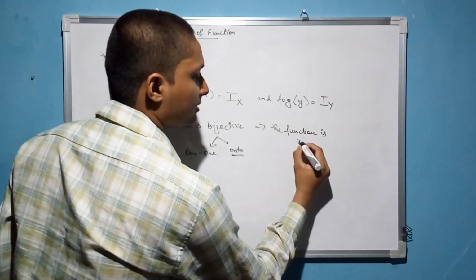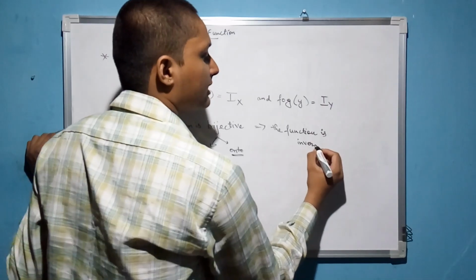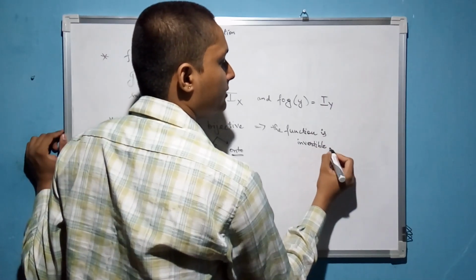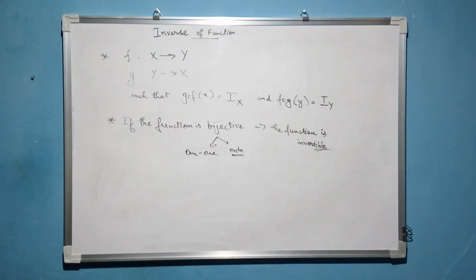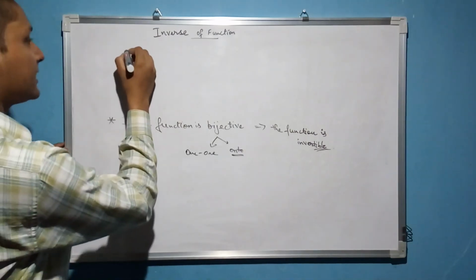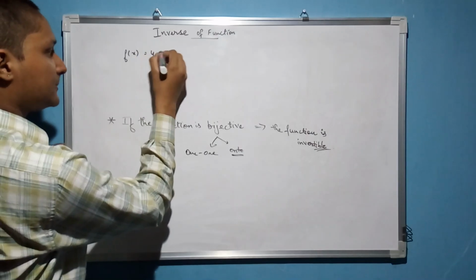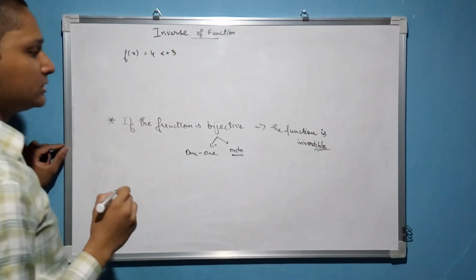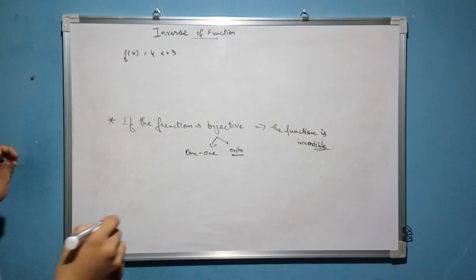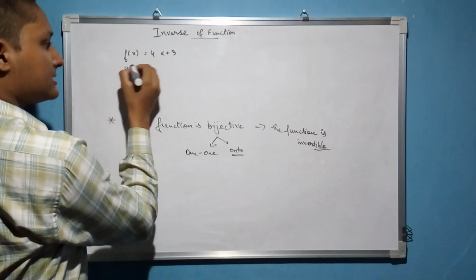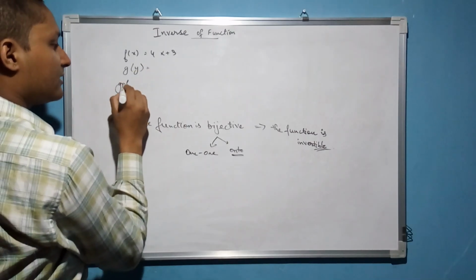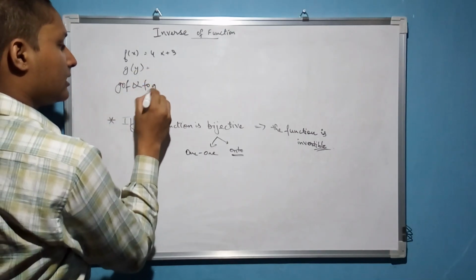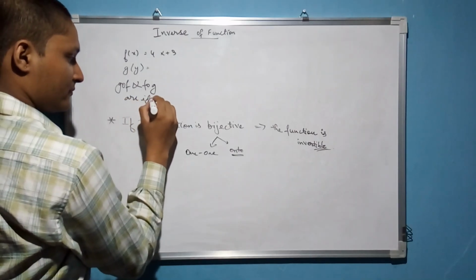The function is invertible. How to find the inverse of that function? That's what we are going to learn in this session now. So let me take an example for this. Let me take a function, say f(x) equal to 4x plus 3. 4x plus 3 is a function. I need to find the inverse of the function. So it should be some other function, let's say g(y), such that g∘f and f∘g are identity functions.